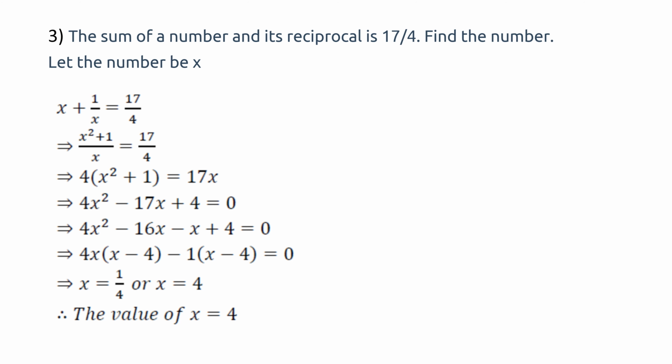The sum of a number and its reciprocal is 17 by 4. Find the number. So let us take the number as x. So the reciprocal will be 1 by x. Now when you take the LCM, x plus 1 by x, the sum is given as 17 by 4. So take the LCM, x into x is x square plus 1 whole divided by x is equal to 17 by 4. Now cross multiply 4 into x square plus 1 equal to 17 into x.